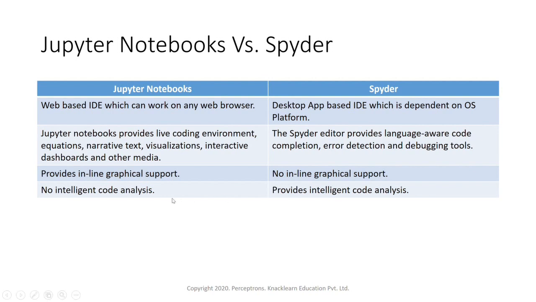Jupyter Notebook also provides inline graphical support, but Spyder has no inline graphical support. There is graphical support, but it will mostly be outline graphs. And in Jupyter Notebook, you don't have any intelligent code analysis, but you have intelligent code analysis in Spyder.